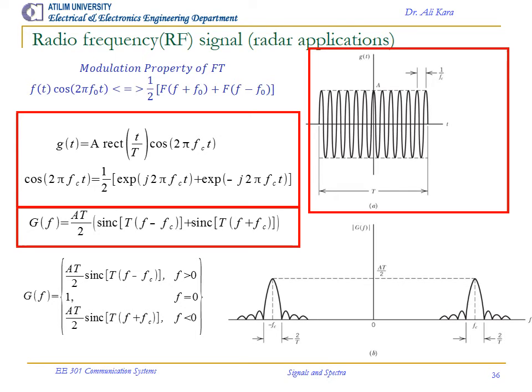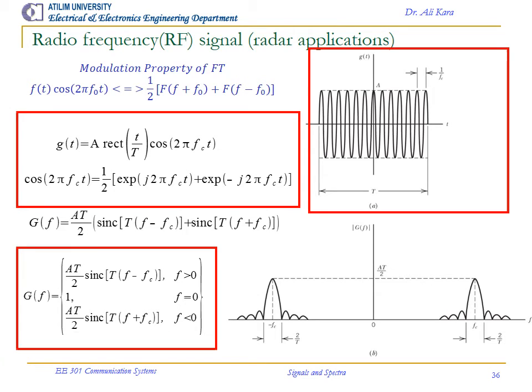By applying the frequency shifting property of Fourier transforms, we get the capital G of f, the Fourier transform of g of t, as A times capital T over 2 times, in parenthesis, sinc of capital T times f minus fc plus sinc of capital T times f plus fc. For the product fc capital T much greater than 1, that is, there is enough separation between two sinc functions in frequency domain, the capital G of f can also be written in a more open form.